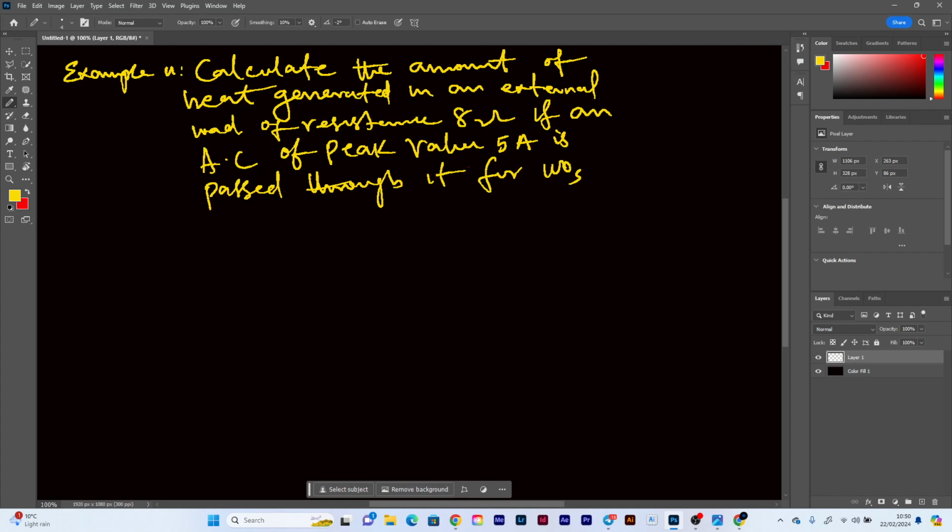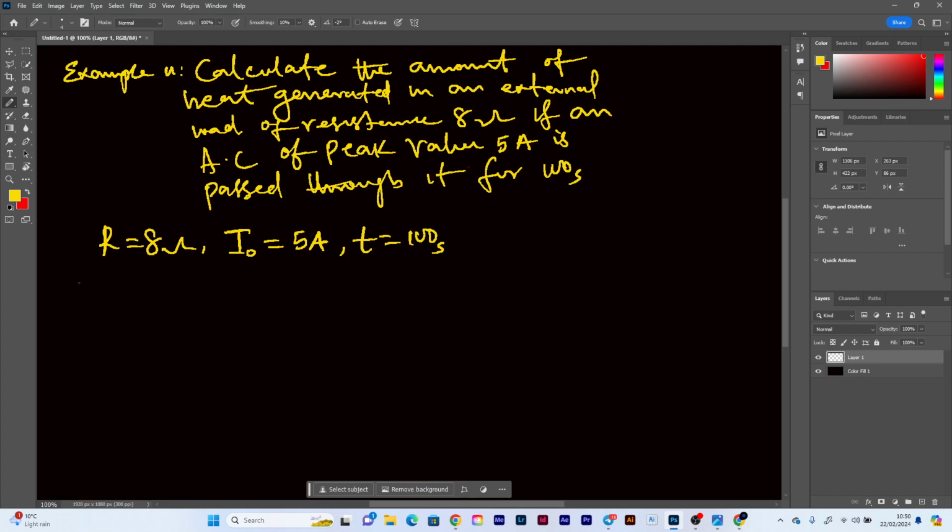Okay. So this is what we have right now. How do we calculate the heat? So the first thing you want to do is to read. Calculate the amount of heat generated in an external load of resistance 8 ohms. So we are given resistance of the load to be 8 ohms. If an AC of peak value 5 ampere, so that means I naught is what they give us there. Are you seeing the way I'm interpreting it? Is passed through it for 100 seconds. I said, are you seeing the way I'm interpreting it?